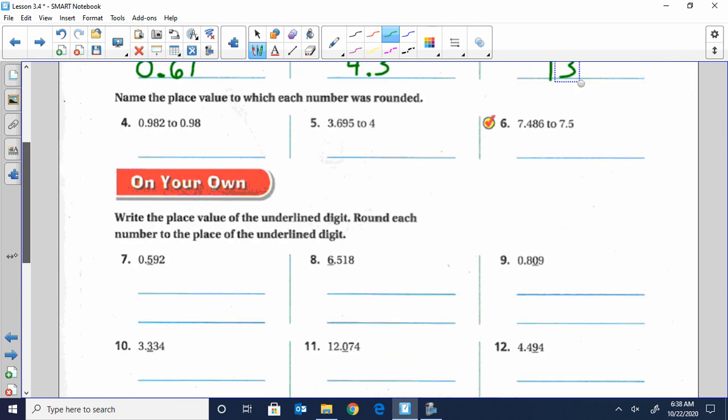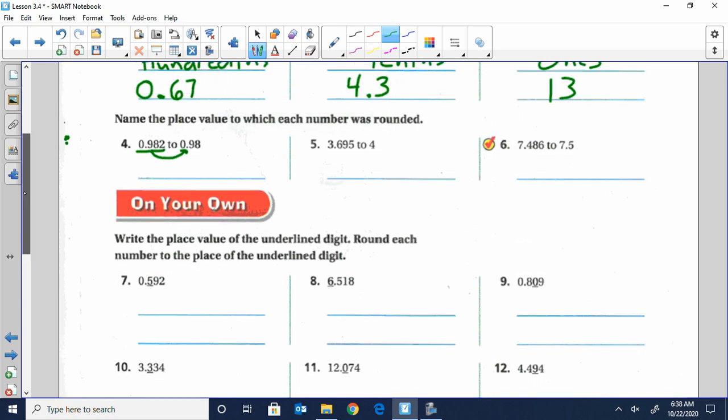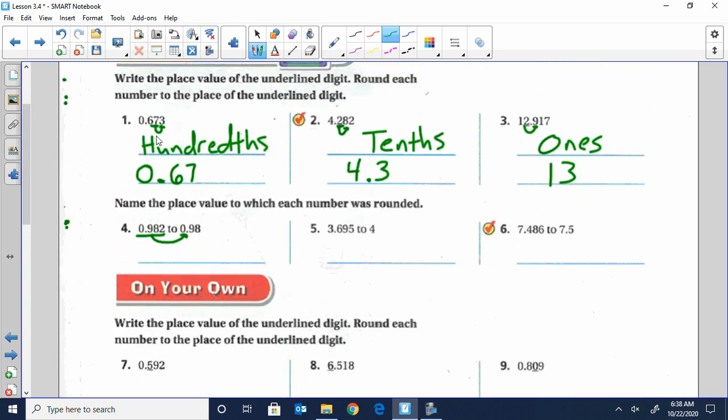On 4, 5, and 6, now we're just going to name the place value that it was rounded to. So this number here was rounded to a place value and got that answer. Now, for these, the trick is, remember, every time that we rounded up here to a place value, there wasn't any digit that was behind the place value that we rounded to.